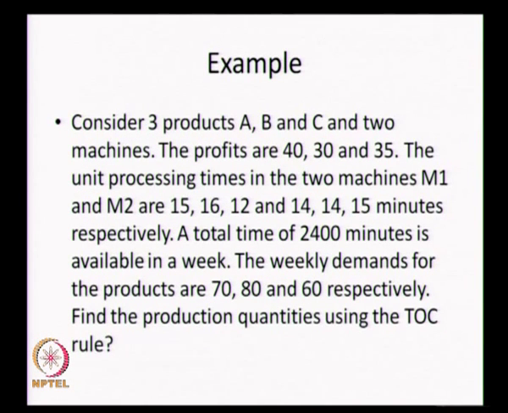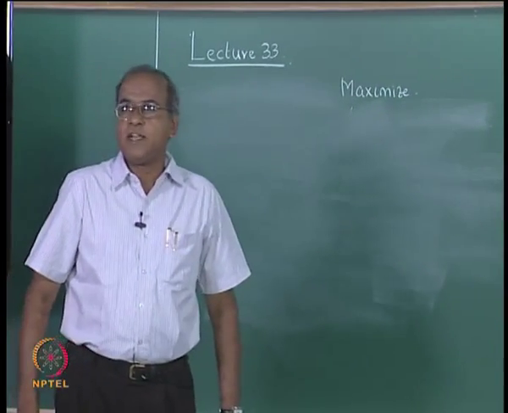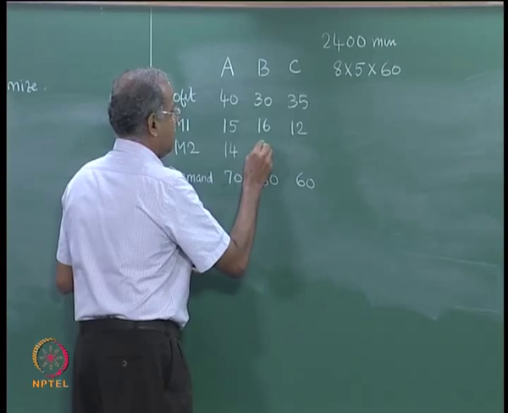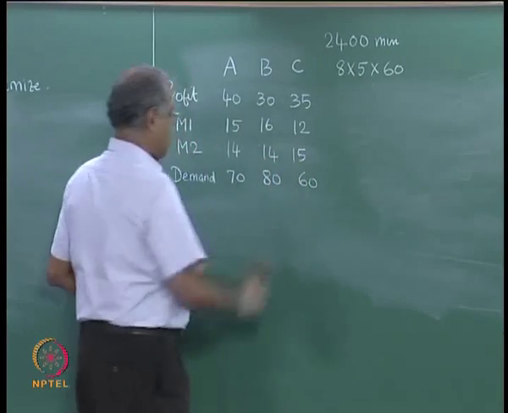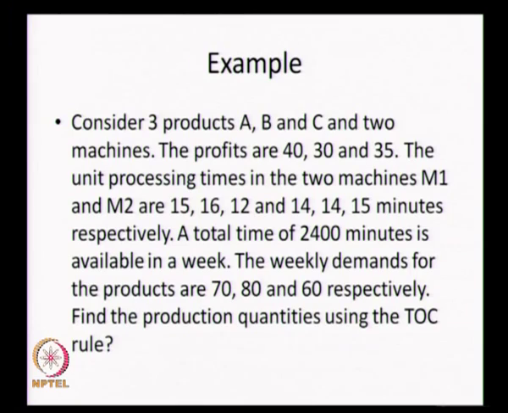Now, let us look at the same problem with some slight change in the parameters. So, three products A, B, C, with profits 40, 30 and 35, M1 times 15, 16 and 12, and the second machine times 14, 14 and 15. The respective demands are 70, 80 and 60, which is also given here.